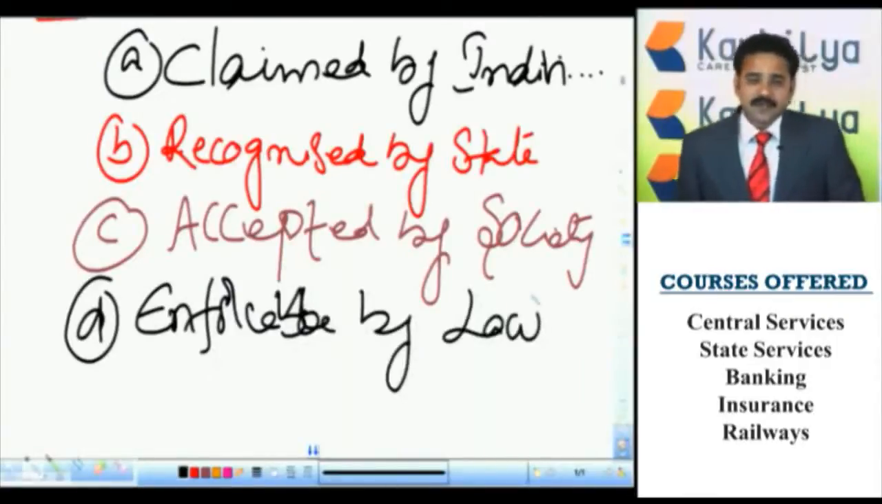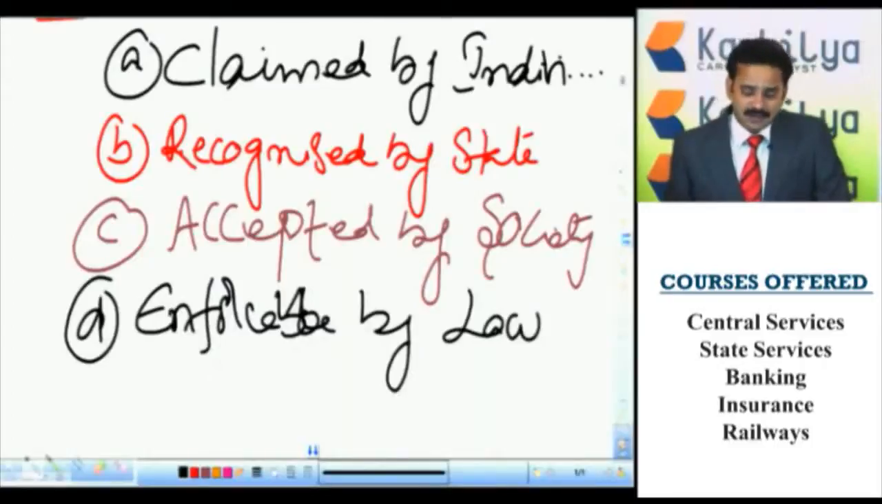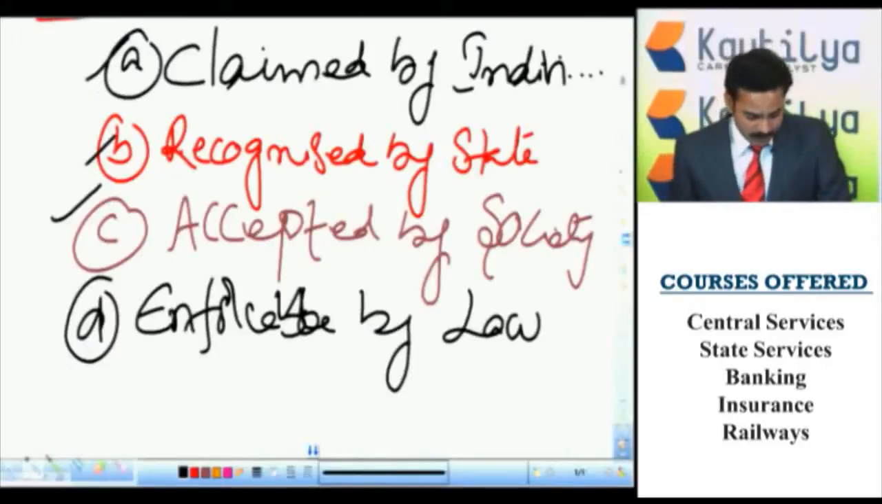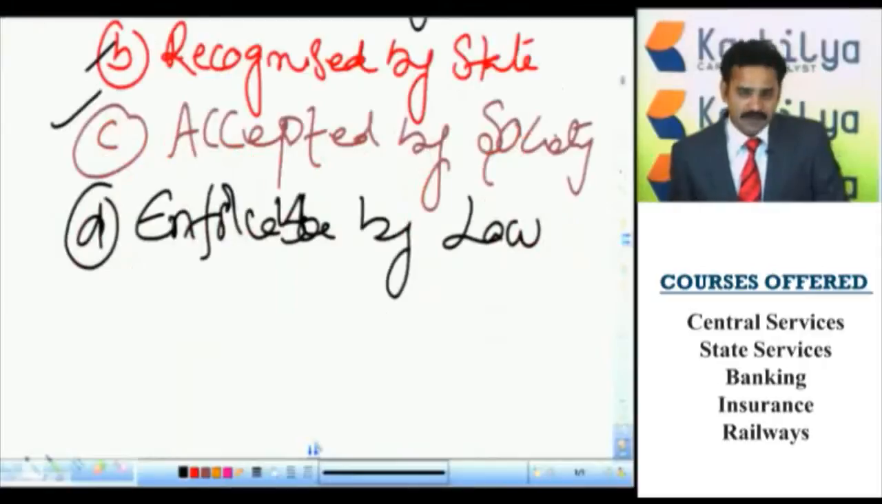So if anything is said to be a right, it has to satisfy these conditions. Let us recall the conditions for a right. A right is that which should be claimed by an individual, recognized by the state, accepted by the society and enforceable by the law; then only it is said to be a right. Now let us try to understand the features of fundamental rights.